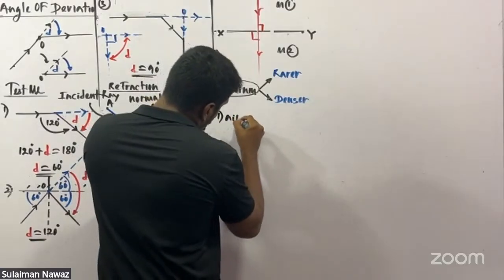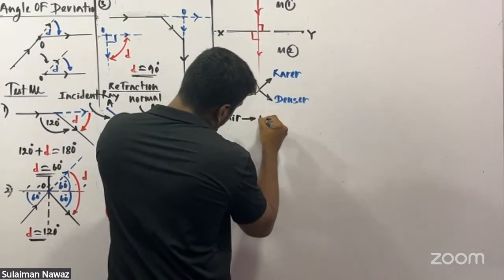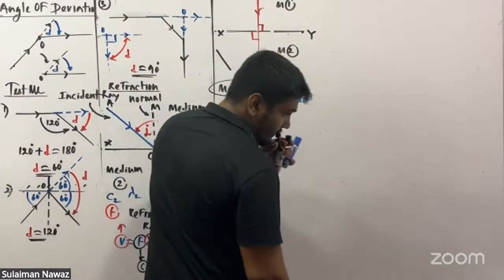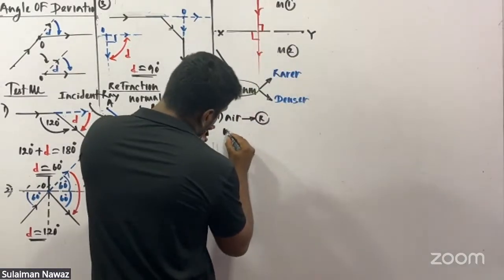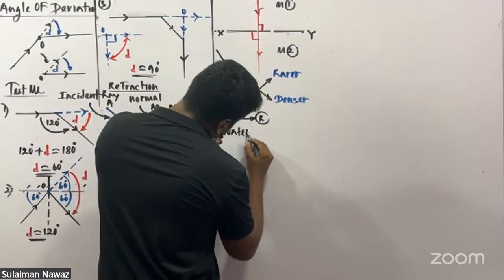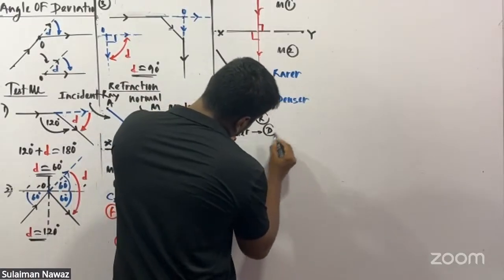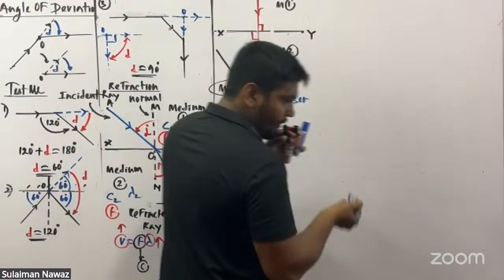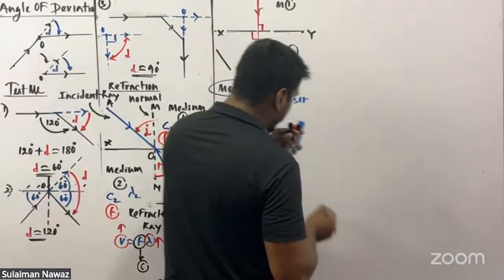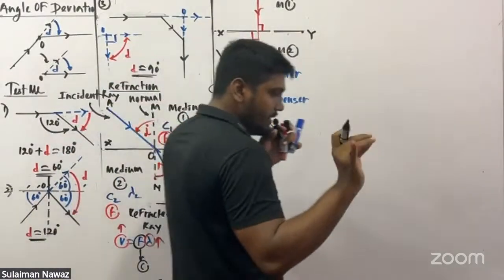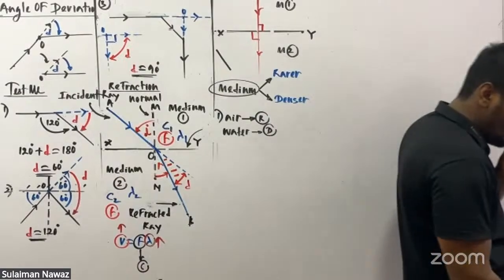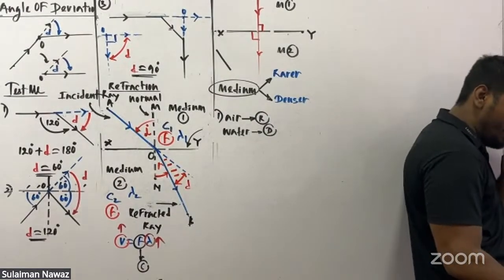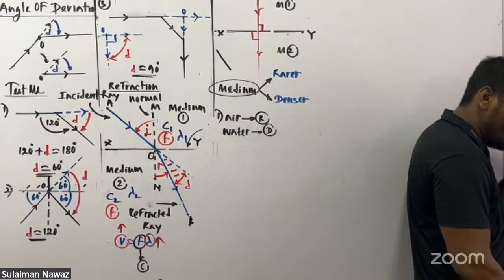When you consider air, that is rarer. When you consider water, it is denser. Next, a light ray in water enters glass, then water is rarer and glass is denser. Then case one, the goal point: when a light ray travels from rarer medium to denser medium, the light ray bends towards the normal.